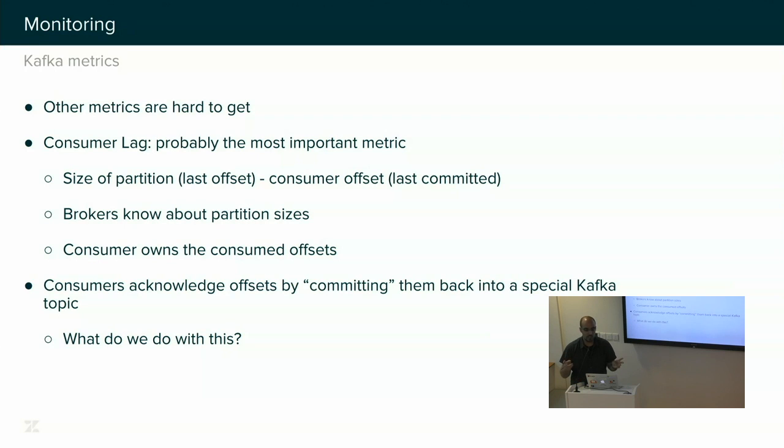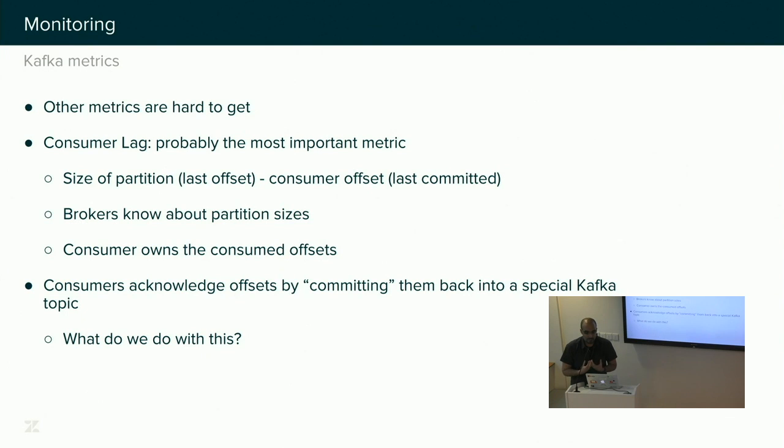And the consumer lag is given by the difference between the size of the partition, which is given by the last offset produced by the producer, and the consumer offset, which is the last offset processed by the consumer. The reason why it's so hard to get this metric in particular is because this information is not centralized in one single place. So the consumer knows about which offsets it has processed, and it commits that back to the broker. And then the broker knows about the size of each partition that it owns.